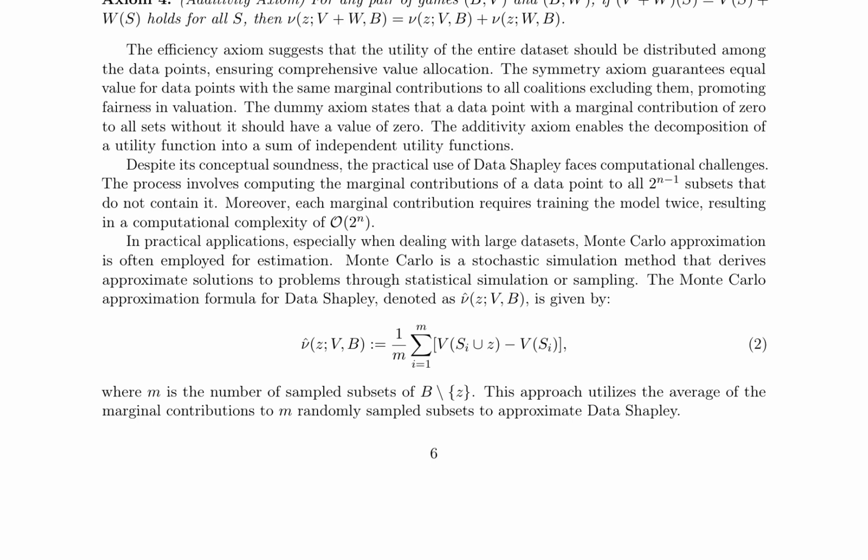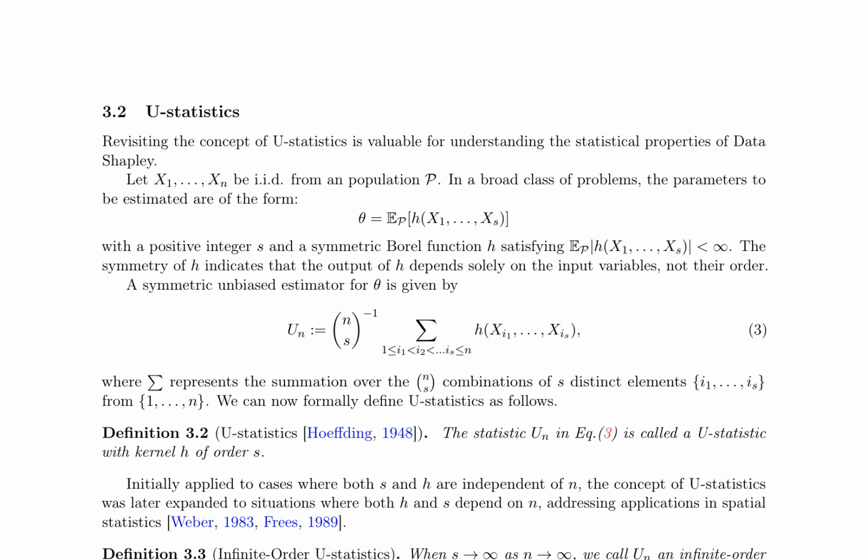In this section, we delve into the concept of U-statistics, a crucial component for understanding the statistical properties of Data Shapley. The parameter to be estimated is expressed as theta = E_P[h(X1, ..., Xs)], where X1, ..., Xn are i.i.d. from a population P, and h is a symmetric Borel function with E_P|h(X1, ..., Xs)| less than infinity. A symmetric unbiased estimator for theta is given by U_n, defined in equation 3, which involves averaging over all combinations of s distinct elements from 1 to n.